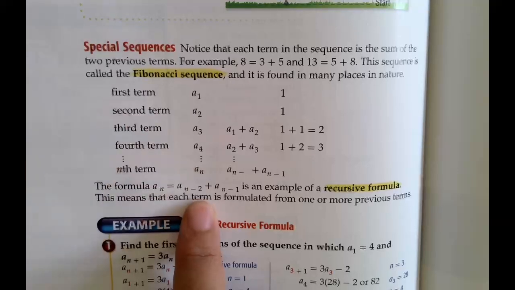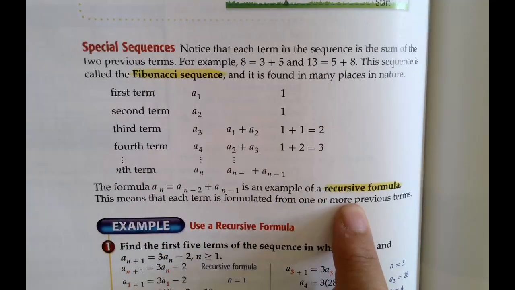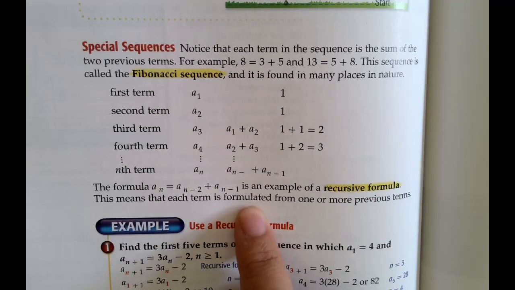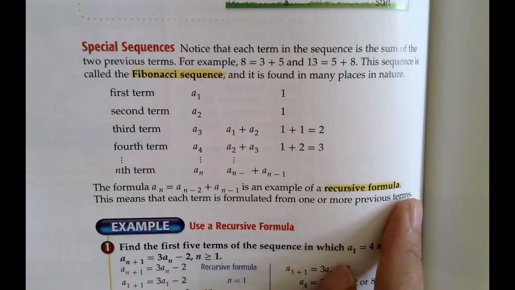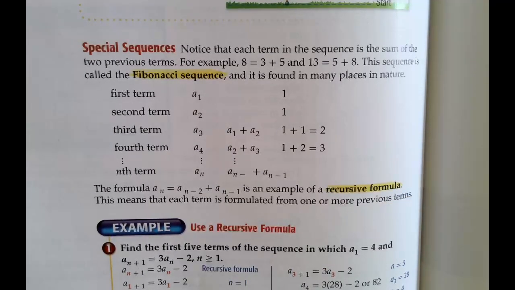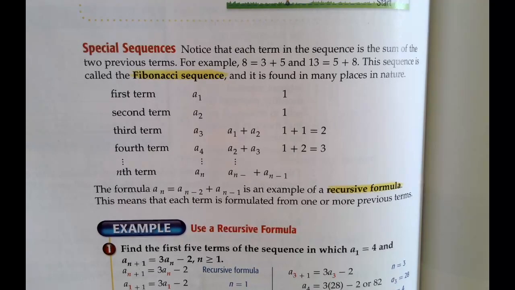Right? It's 2 away. So this is an example of a recursive formula, and a recursive formula means that each term here is formulated from one or more previous terms. Okay? So previously when we talked about geometric sequences and arithmetic sequences, the formula we gave for those are known as explicit formulas because we can find any term based off of where it is in the sequence, right? So we don't need to know the previous ones.